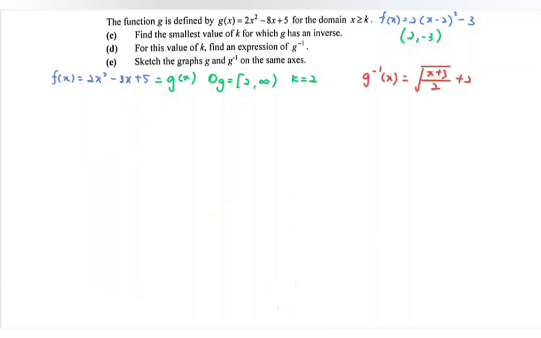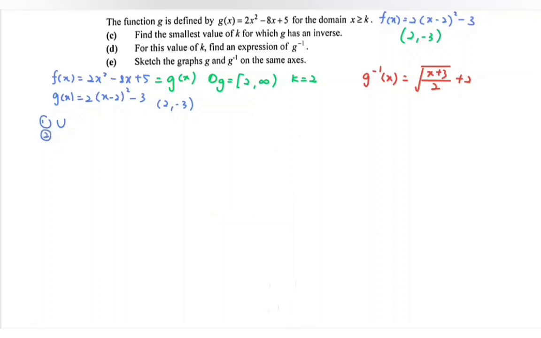So now we are going to sketch the graph of g, where g(x) = 2(x - 2)² - 3. We all know the minimum point is (2, -3). So step number 1, in order to sketch the graph for g(x), is the shape.